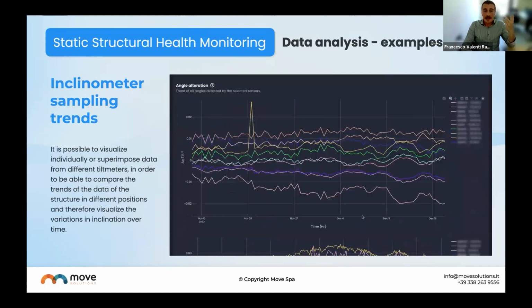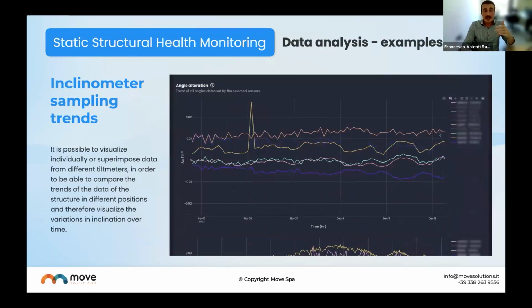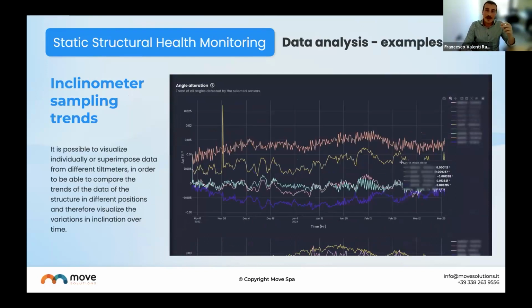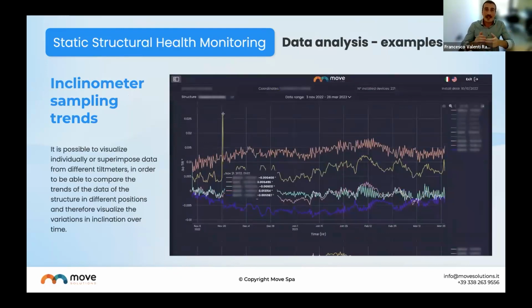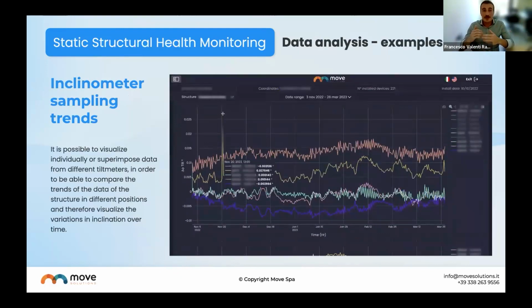The overlays tool allows you to superimpose data from different tilt sensors on the same graph, in order for the end customer to be able to compare trends of the data of the structure in different positions, and therefore to visualize the variation of the inclination over time.